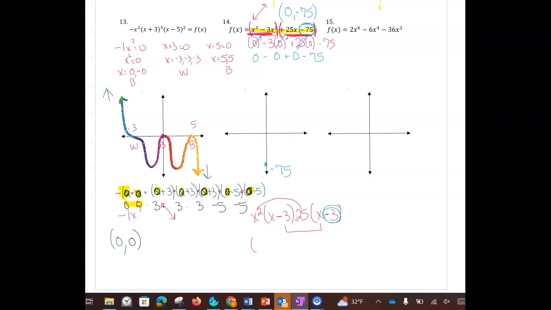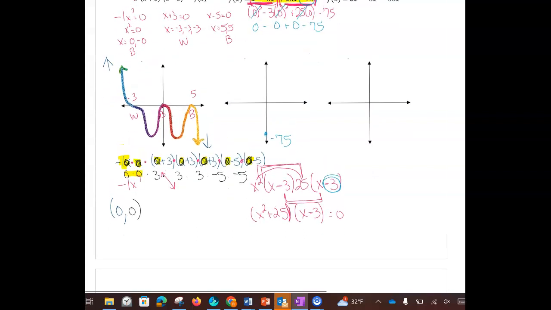And now x squared plus 25, the things that are on the outside, I'm going to draw a bracket, become one factor. And the common x minus 3 is the other one. So now I'm ready to solve. Okay, so I set each factor now equal to 0.